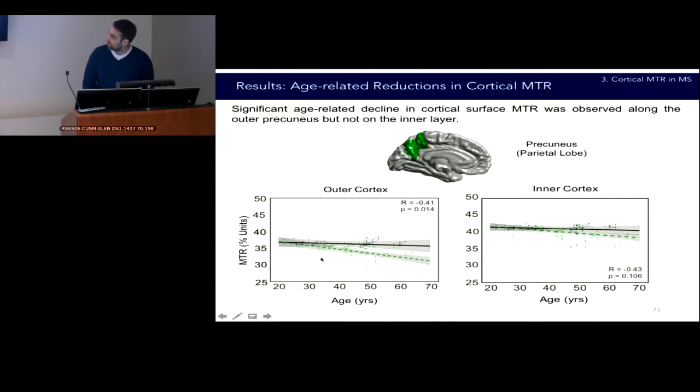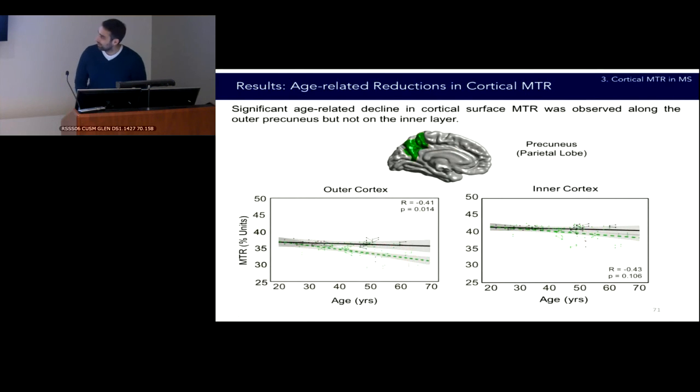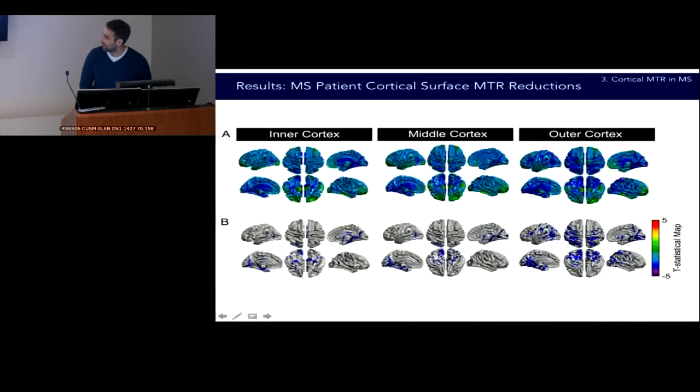Whereas in some regions, such as the precuneus, we only saw an age-related, or what I'm calling progressive, MTR reduction along the outer cortex. One hypothesis for why this might be the case is that in some regions like this, the MTR value hits a higher degree of demyelination, or a lower value, early on in the study, or early on in the lifespan, and then it sort of plateaus. Whereas in other areas, the demyelination is more restricted to the outer layers of the cortex, which is what has been seen on the postmortem histopathology.